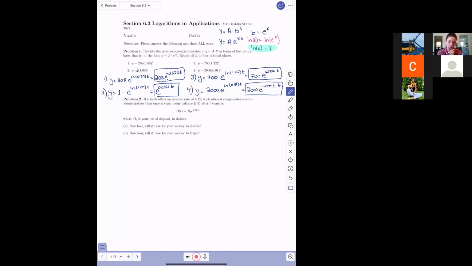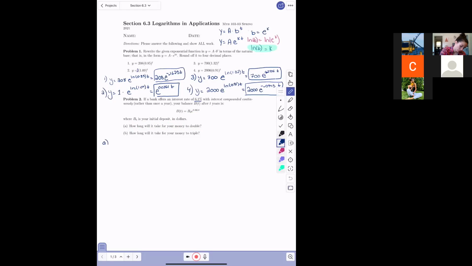Problem 2. If a bank offers you an interest rate of 6.1% with interest compounded continuously rather than once a year, your balance B of t after t years is B of t equals B sub 0, which is just the initial condition, times e to the power of 0.061 t, where B0 is your initial deposit in dollars. Okay, so how long will it take for your money to double?